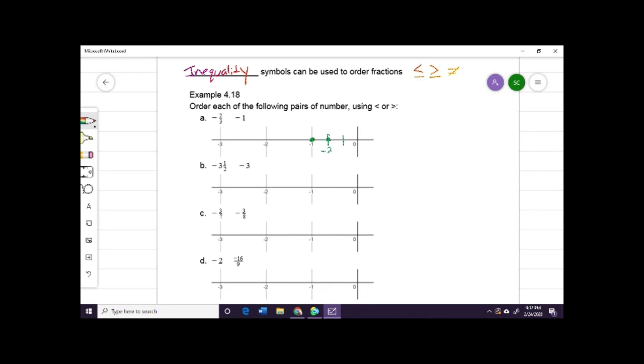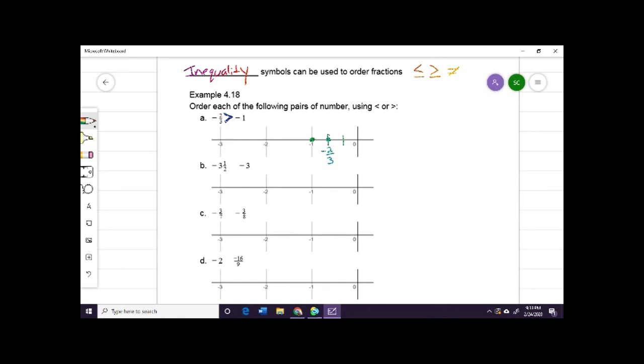Here's my negative 2/3. Okay, so remember, less than is more left on the number line, greater than is more right on the number line. So we're comparing negative 2/3 to negative 1. Okay, they're both negative, but negative 2/3 is to the right of negative 1. Therefore, negative 2/3 is greater than negative 1. It's a bigger number because it's more to the right.